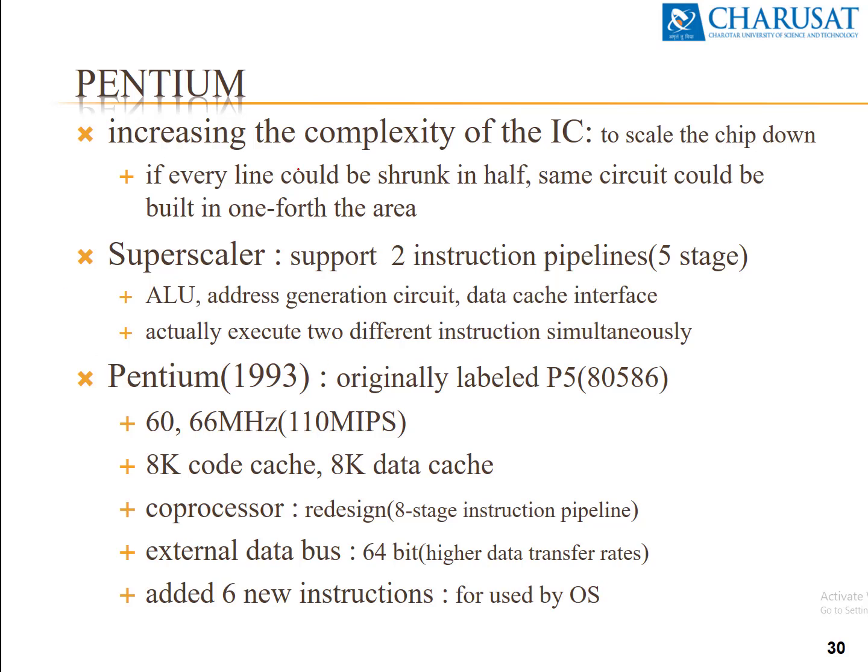Then Intel started manufacturing Pentium. They looked into increasing the complexity of the IC. What they did was scale down the chip size. Scaling down the chip size means that if every line could be shrunk in half, the same circuit could be built in 1/4 of the area.